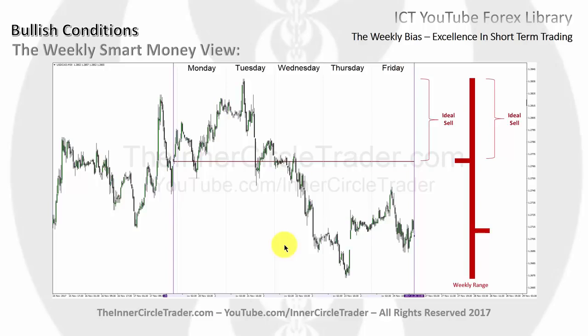You can see those big 300, sometimes even 500 pip ranges on a weekly, especially if there's going to be a lot of news, a lot of things happening on the economic calendar. It can be extremely volatile and it creates a large range on the weekly.